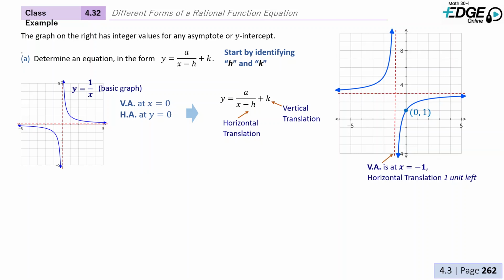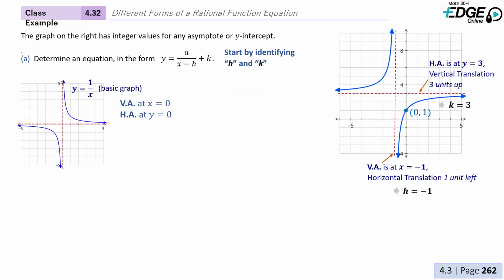So you can see from the graph that our vertical asymptote is now at x is equal to -1, which means that we had a horizontal translation of 1 unit left, which means h is -1. And our horizontal asymptote is at y is equal to 3, which means we've had a vertical translation of 3 units up. So k is equal to 3. So fill those numbers in.